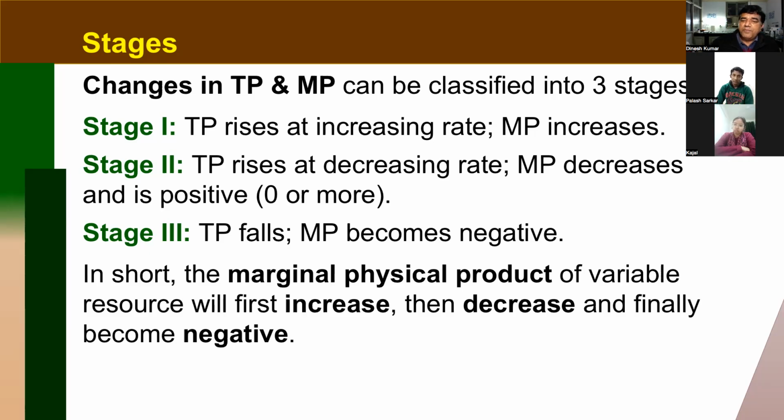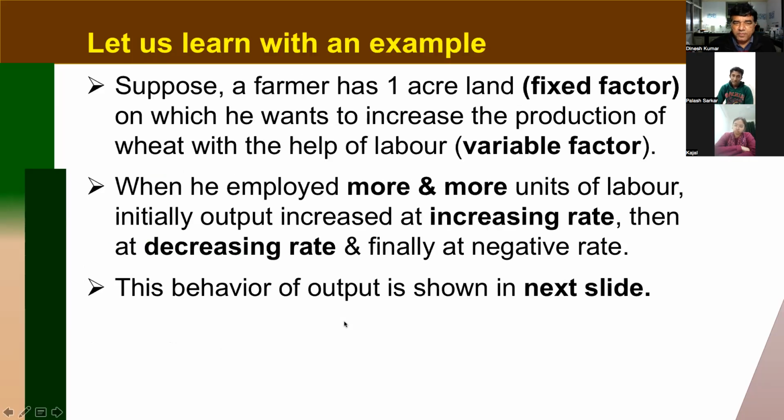In short, marginal physical product of a variable resource will first increase, then decrease, and finally become negative. Let us learn with an example. Now you will see an example of how we can see this law in detail.